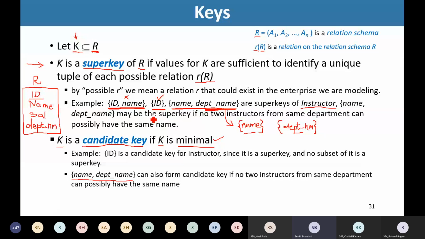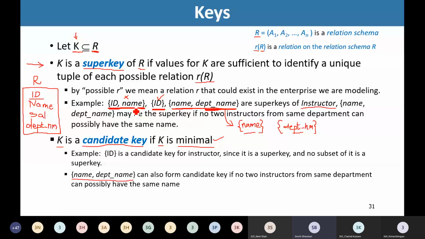If ID, name is my super key, and if I add one more attribute here, salary, ID, name, salary can also be my super key. If I add department name to this set, ID, name, department name can also be treated as a super key. So whatever subset of attributes belonging to capital R can distinguish two tuples can be treated as a super key.